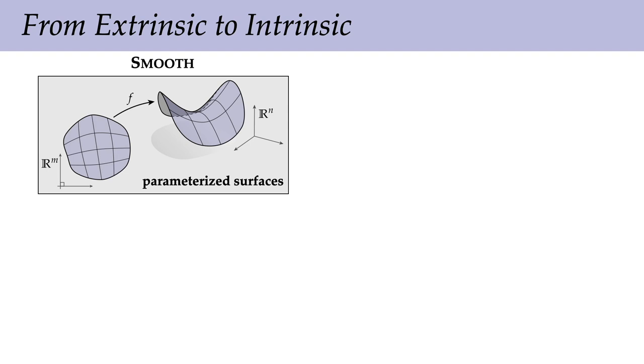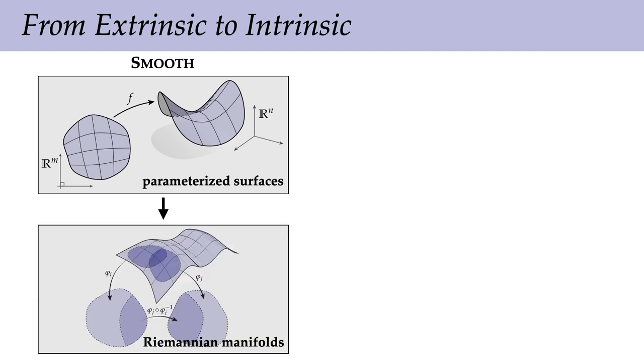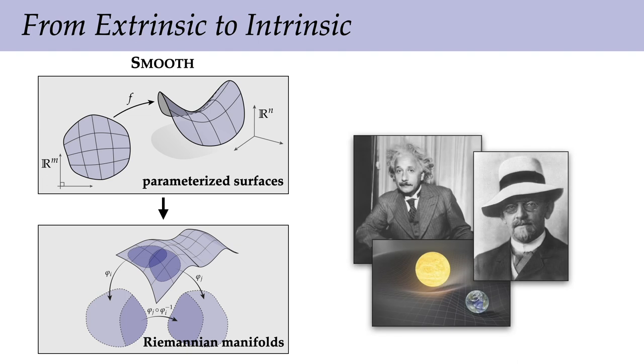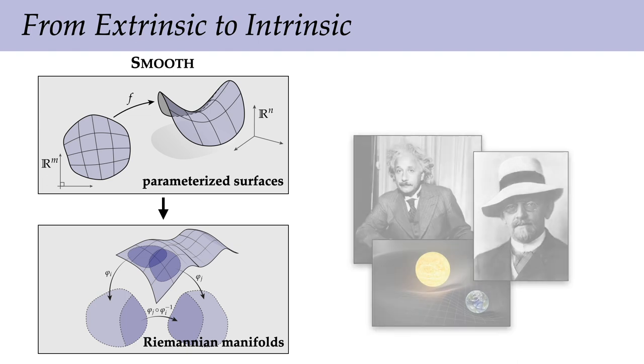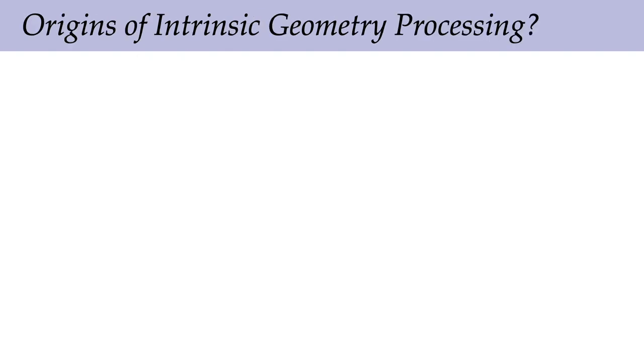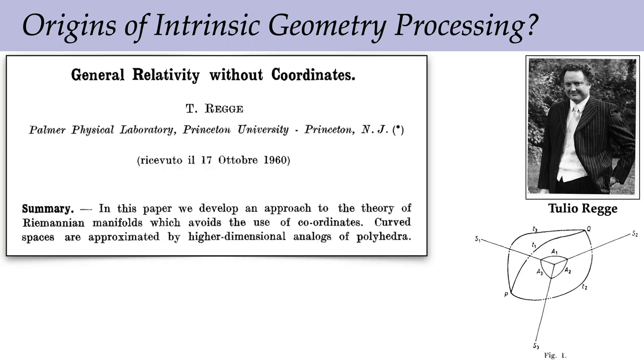Okay, I'll wrap up this little segment with some historical background on intrinsic triangulations. So remember that historically the progression in geometry was from extrinsic geometry like parameterized surfaces to intrinsic geometry like Riemannian manifolds, and we said that this perspective shift was really necessary to develop some big ideas in geometry and physics like relativity. Okay, so given that story, it's actually pretty natural that some of the very first work on intrinsic triangulations was done in an effort to, guess what, solve Einstein's equations of general relativity.